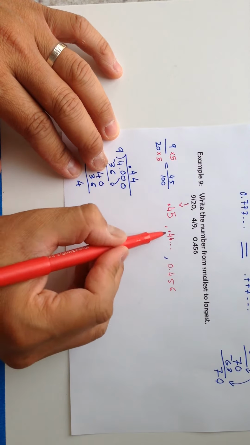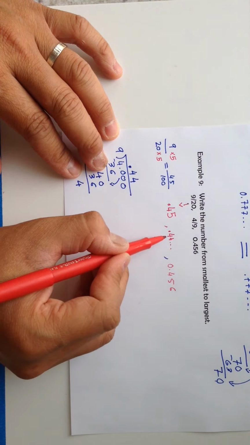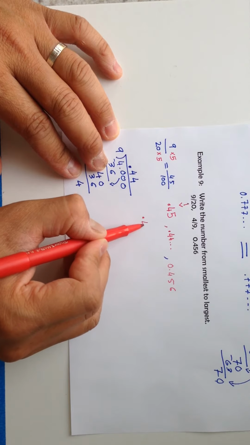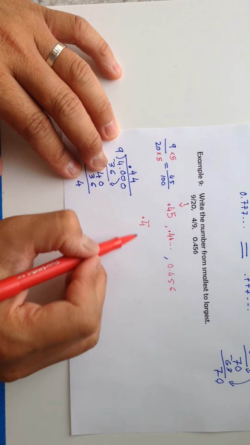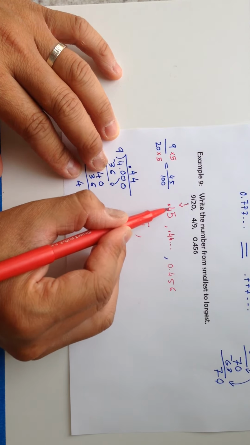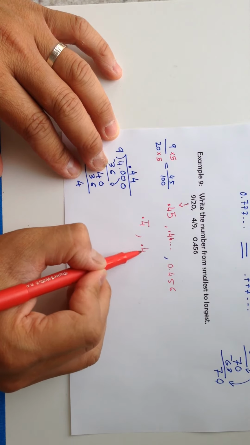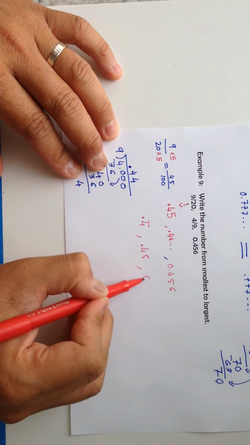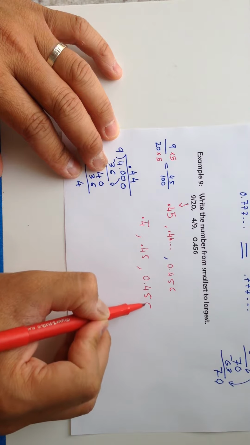And then we have this number, which is 0.456. So by looking at these three numbers, the smallest number is 0.44. So 0.4 bar, that's the smallest, followed by 0.45. And then the largest is 0.456.